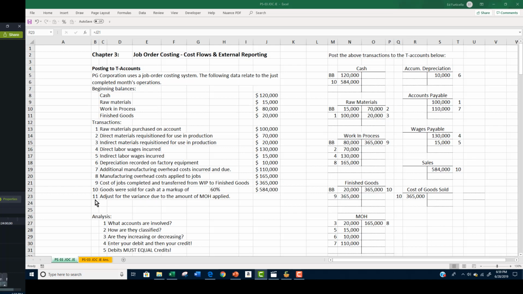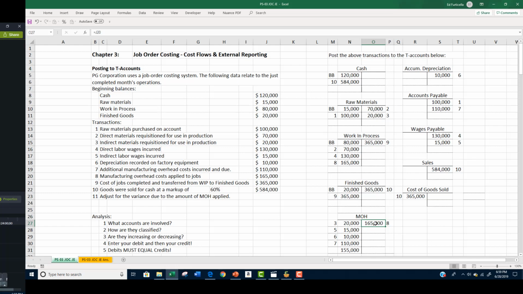The final transaction asks that we adjust for the variance due to the amount of manufacturing overhead applied. Okay, so let's look at the manufacturing overhead account and let's see if it is zeroed out. When we add the debit side, we get a total of $155,000 actually spent on manufacturing overhead during the period. Now I go over to the credit side where my total applied was $165,000. So at this time, I have a $10,000 credit balance.